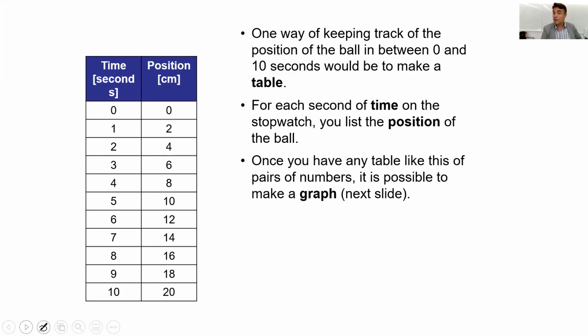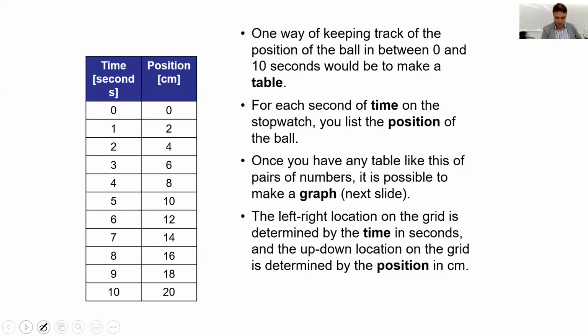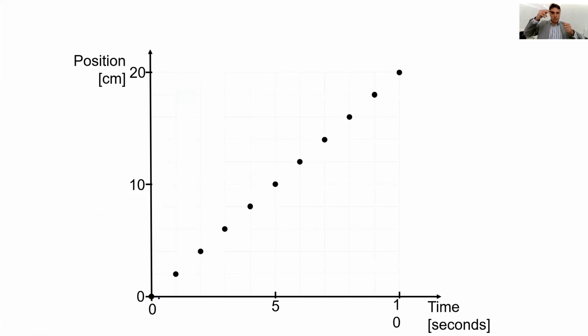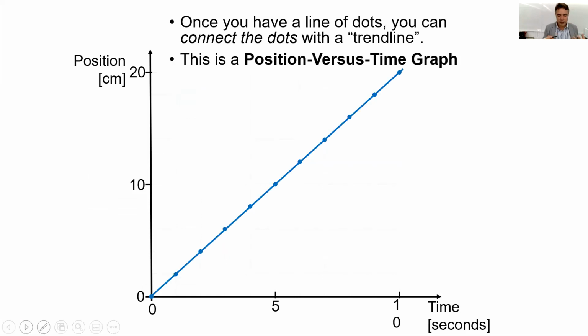And once you have a table of pairs of numbers, you can make a graph or a chart of the motion. You can put the left-right location on the graph to be the time, and the up-down position on the graph to be the position of the object. So what you'd get is, as it's moving up, you make all these dots, and in this case, if it's going at a steady speed, you get a bunch of dots in a straight line. And what you can do then is connect the dots, and Etkina calls this the trend line.